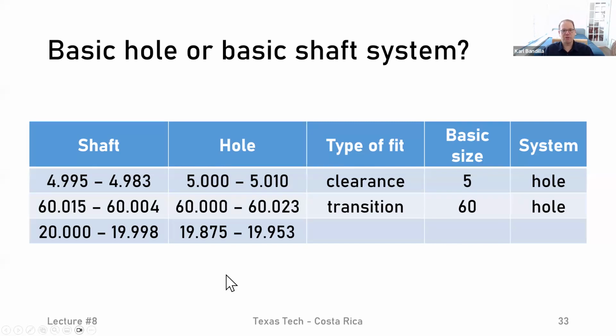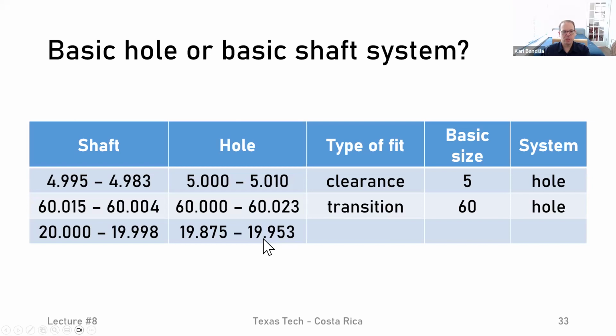What type of fit do we have for our next one? Transition as well, I think it's negative. Which one is negative, the max or the min clearance? Both of them are negative. What does that mean for my fit? Interference. Interference, exactly. So it should be an interference fit.